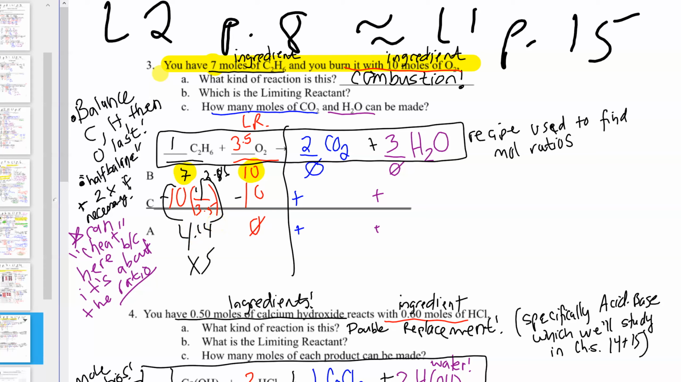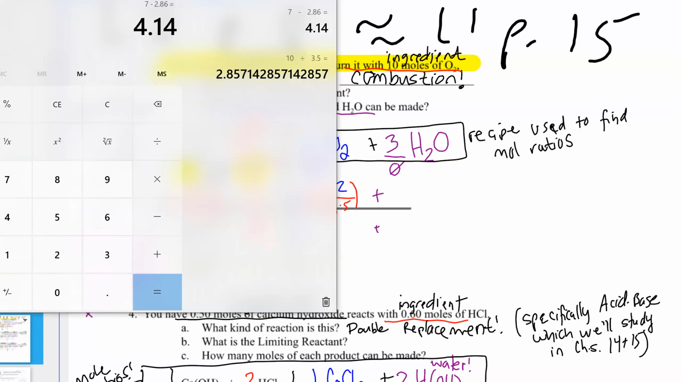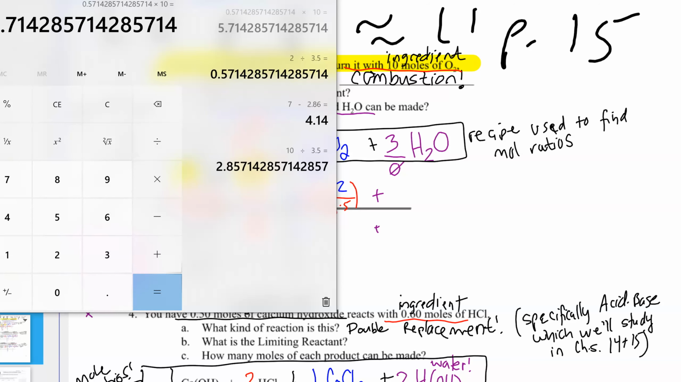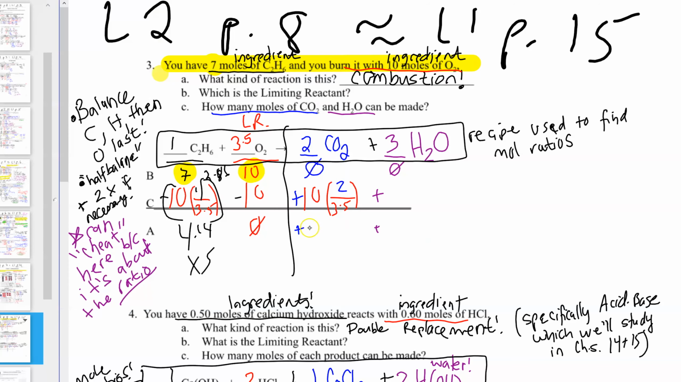So how much CO2 can I make? We can make 10 times the ratio. Now, the ratio, oops, I used the wrong color. Don't want to confuse you with my color code in here. We're going to create 10 times the mole ratio. So this is going to be 10 times 2 over 3.5. So let's try that. 2 divided by 3.5 times 10, 5.71. We're going to be creating 5.71 moles of the CO2.